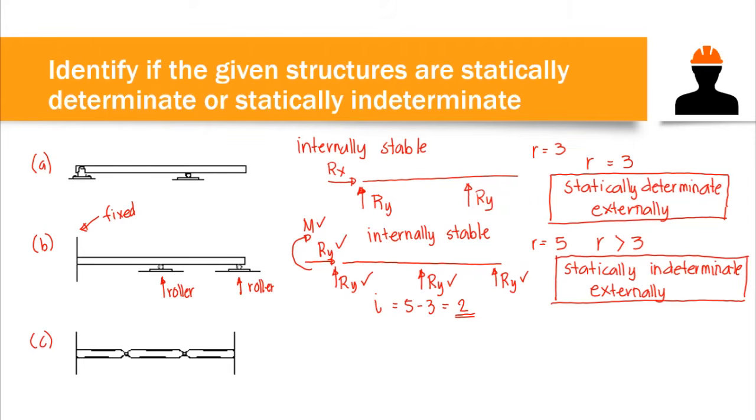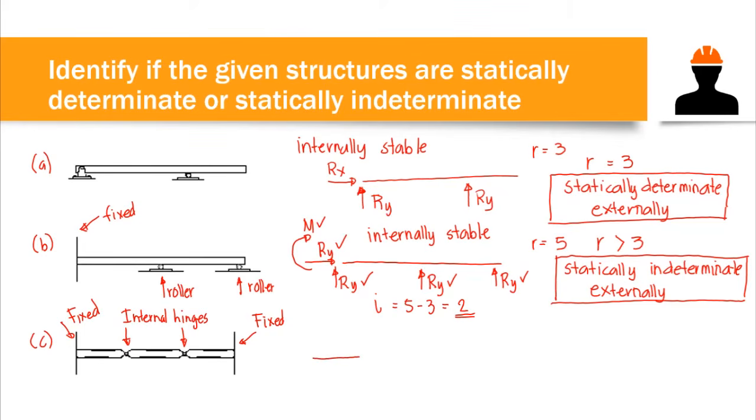Okay, so this is a restrained beam. This one is a fixed support, and this one is a fixed support as well. Now, take note, we have internal hinges. We have 2 internal hinges within the beam. So, if we try to draw the free body diagram, we would have this one.